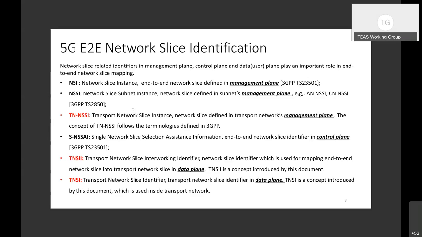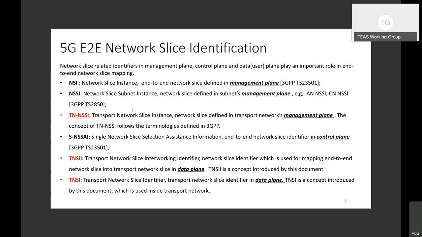First is the NSI, which means network slice instance, which is the end-to-end network slice defined in the management plane. NSSI means network slice subnet instance, which is the network slice instance defined in the management plane of a subnetwork, for example, the AN NSSI and the CN NSSI. Next is TN NSSI, which means transport network slice subnet instance, the network slice defined in the management plane of the transport network. The concept of TN NSSI is introduced by this draft, and it follows the terminologies in 3GPP, just like AN and CN.